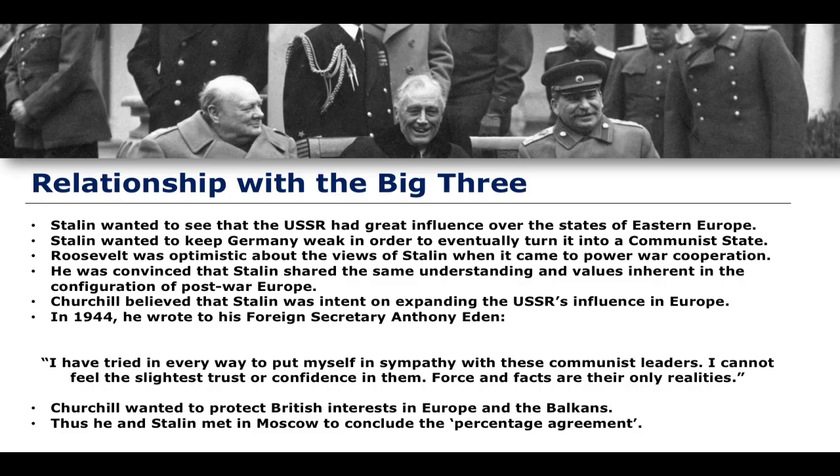So Churchill was also particularly apprehensive. He was very apprehensive towards Stalin, and towards the idea of cooperation with Russia, with the Soviet Union. And Churchill wanted to protect British interests, both in Europe as well as the Balkans. Don't forget, the British Empire still existed at this time, so Great Britain still controlled a lot of territory around the world. As a result, when he and Stalin met in Moscow to conclude a percentage agreement, we start to see Great Britain trying to impose its own obligations, imposing its own interests over the post-war settlement.